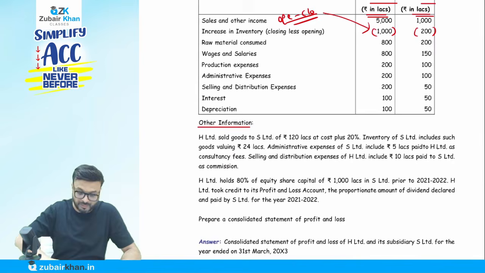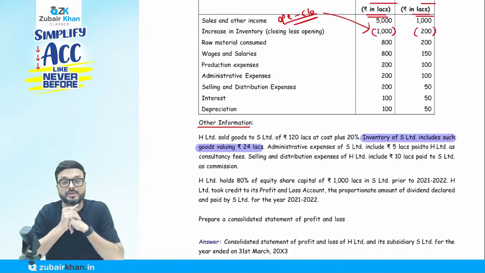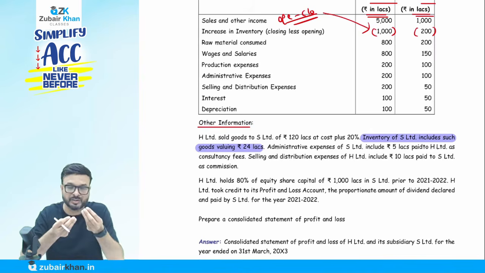This is some unrealized profit component that I will discuss with you later on. The administrative expenses of S Limited include rupees 5 lakh paid to H Limited as consultancy fees. Selling and distribution expense of H Limited include rupees 10 lakh paid to S Limited as commission. So basically it's a mutual debt. For one it is expense, for the other it is income. We just have to deduct from income and expense, that's it.